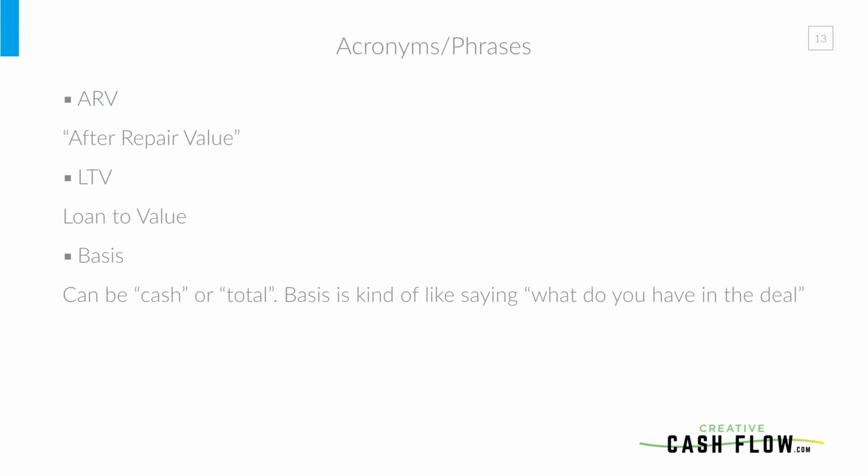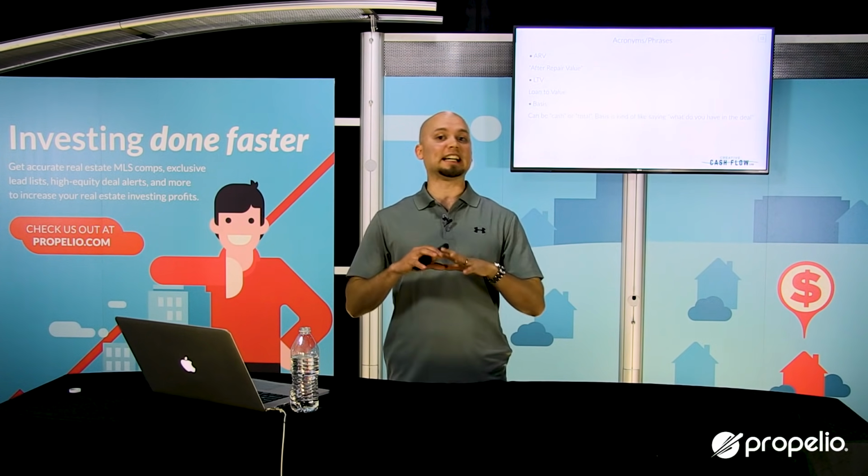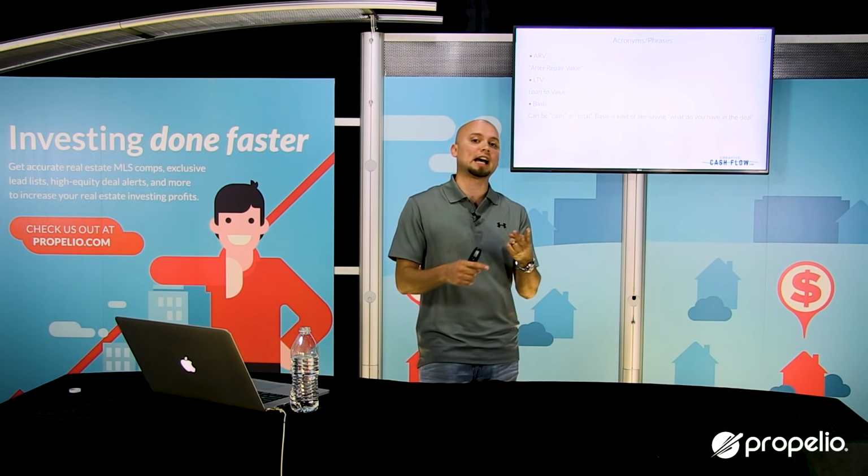Basis. This is one of those items that we're going to talk a lot about because there's a few different interpretations of basis. You can have a cash basis. How much actual physical cash have you put into this deal yourself? You can have a total basis. How much money in general, through lending, through cash, through whatever, how much total money is put into this property? So let's look at an example real quick. Let's say that you find a house and they owe $50,000 on it.